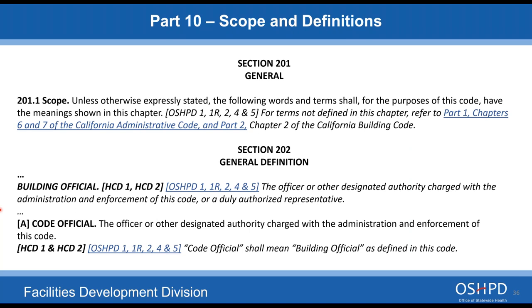Okay, for general scoping, unless otherwise expressly stated, the following words and terms for purposes of this code have meanings shown in this chapter. So they're going to have their own definitions in this chapter. For other definitions, we're just pointing back to part one, chapters 6 and 7, and part two, chapter 2 for further definitions. In this part 10, under general definitions, we're adding a definition for building official, as well as code official. Basically, they can be used interchangeably. The reason for this is because they show up differently in different sections of the code. And so we just want to make sure that they can be read and interpreted interchangeably. Next slide.